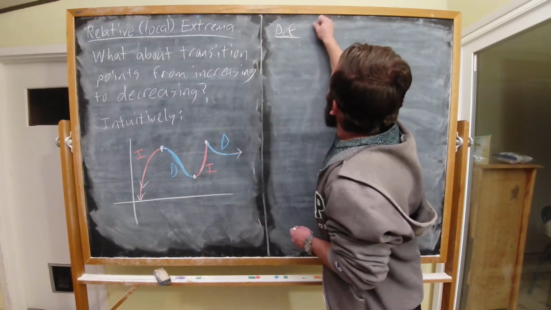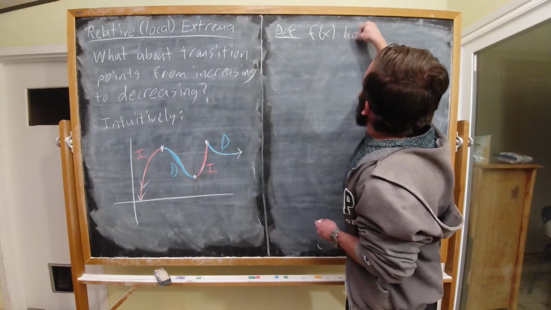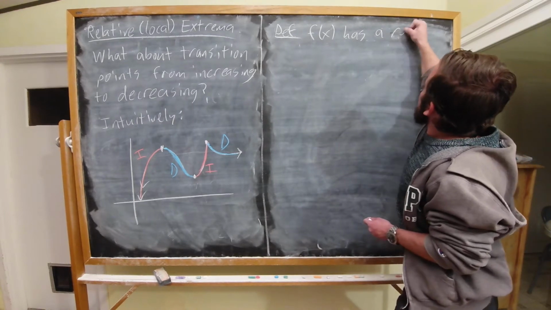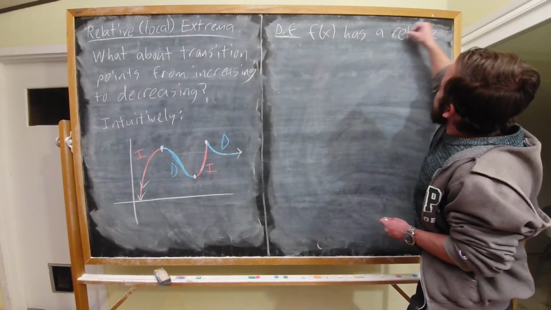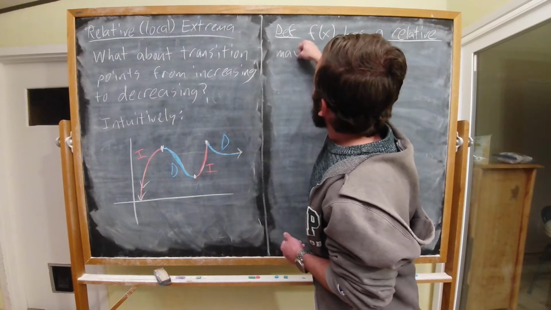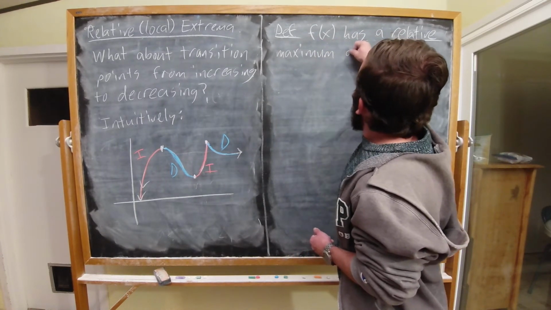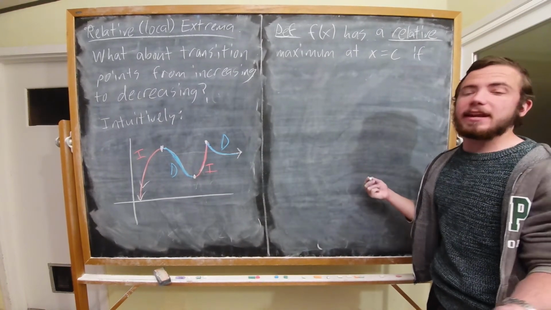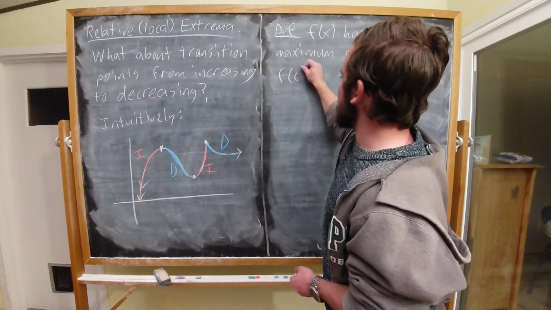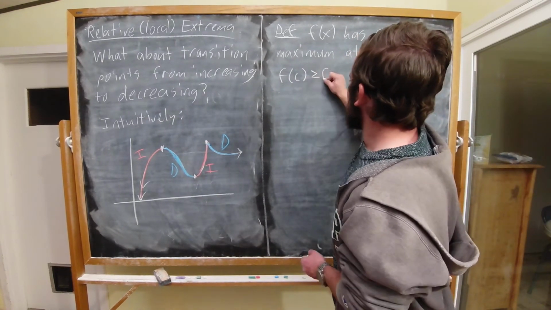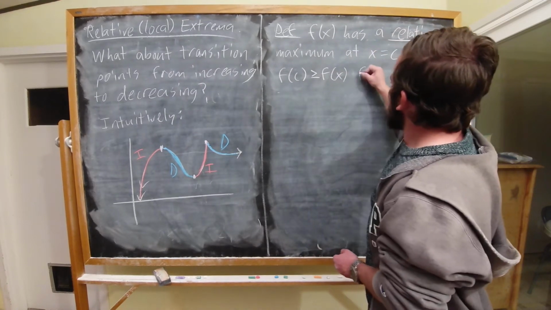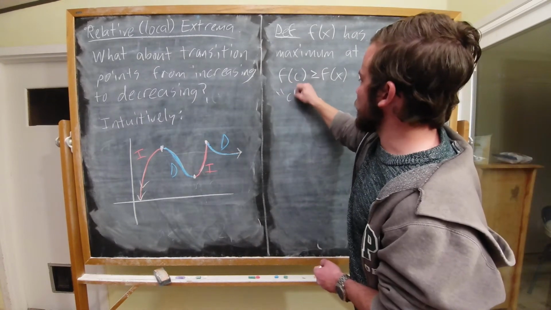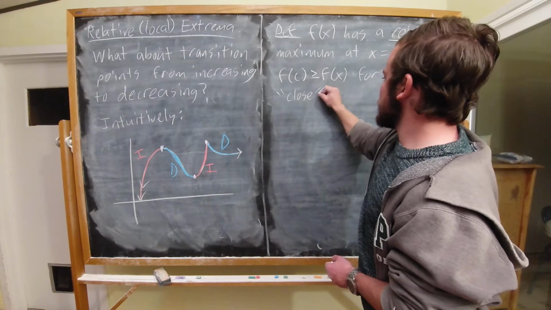Definition: f of x has a maximum, or a relative maximum, excuse me, at x equals c if f of c is bigger than anything around. If f of c is greater than or equal to f of x for all x close to c.